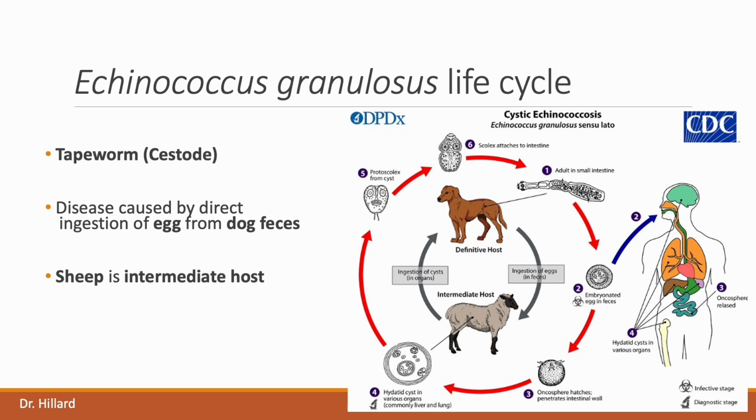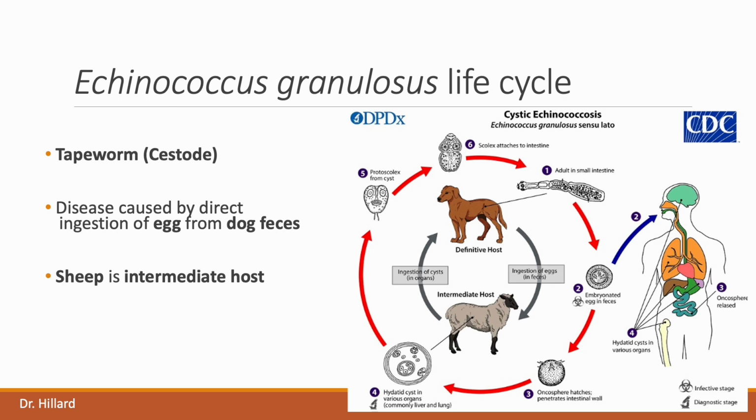Echinococcus granulosus is a tapeworm or cestode. Although the exact life cycle and stages of the parasite are not important to memorize, you should know that the disease is caused from direct ingestion of an embryonated egg found in fecal material from dogs. Also of note, sheep serve as an intermediate host. Dogs get infected after ingesting cyst material from the organs of a sheep. Roaming and stray dogs in particular have been known to hunt and kill sheep.